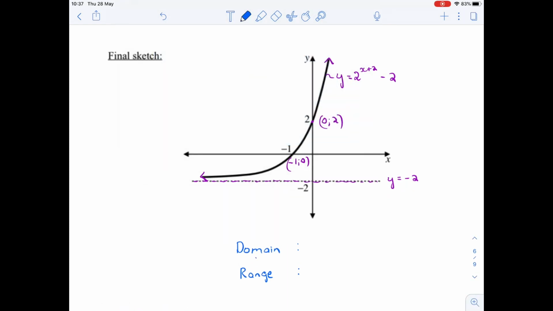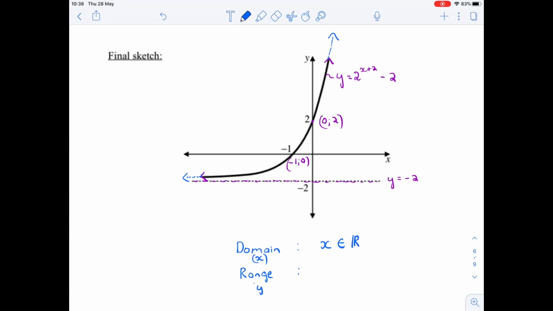Remember, the domain is always all the possible x values. Now, if we look at our exponential function here, essentially, this is going to keep climbing, and this is going to keep decreasing, but never cutting the line y equals minus 2. So essentially, there's no x values that it can't be. So x can be any value. So then our domain is x, an element of real numbers.